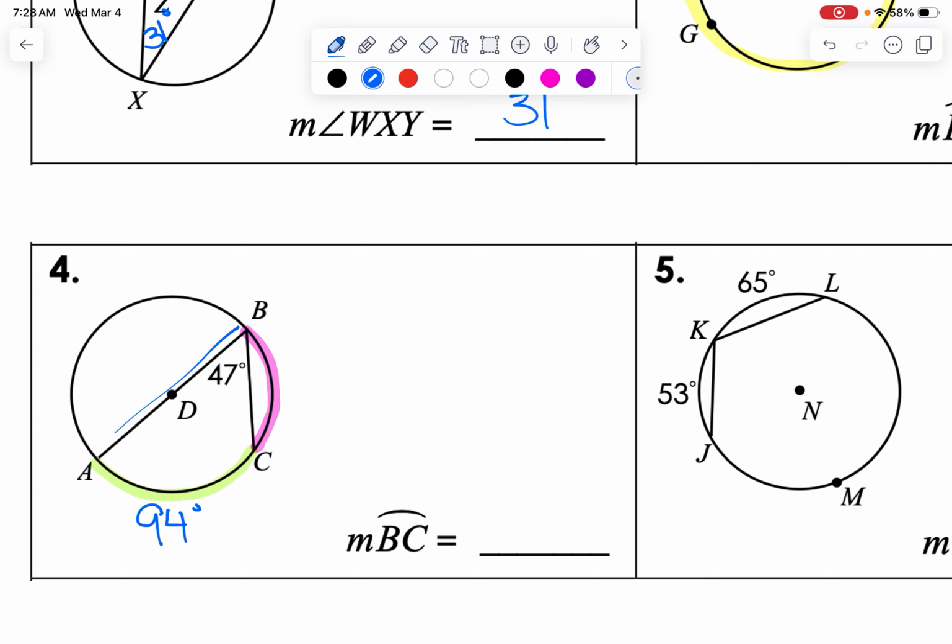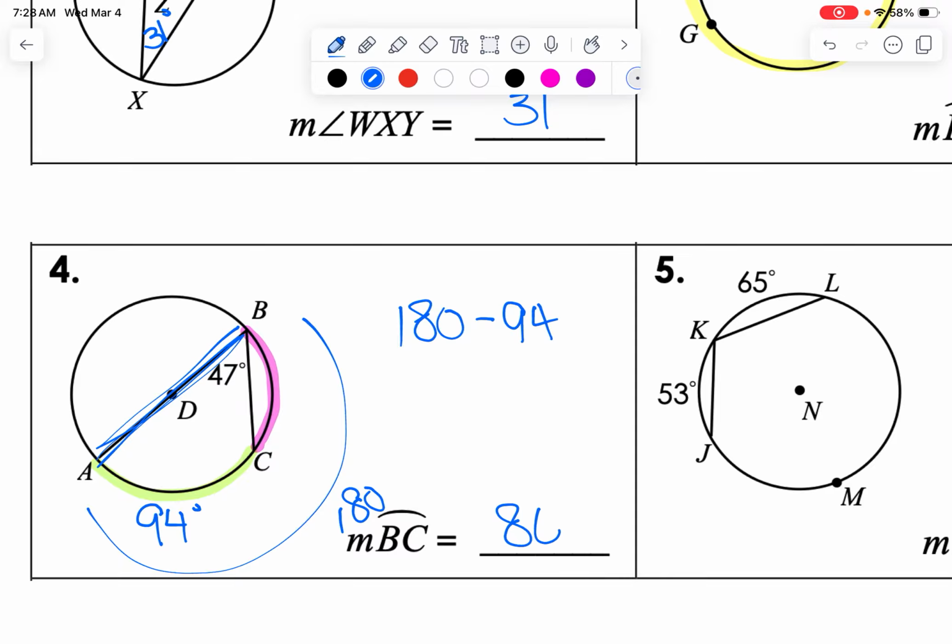Now I also notice that this passes through, that's a diameter, right? So that's half the circle. So the whole thing from here to here has to be 180. So if I go 180 minus 94, I get 86. And that's what's left over. That would give me the rest of this, right?